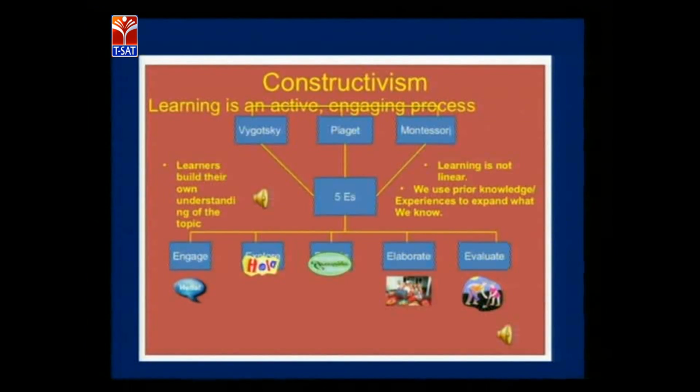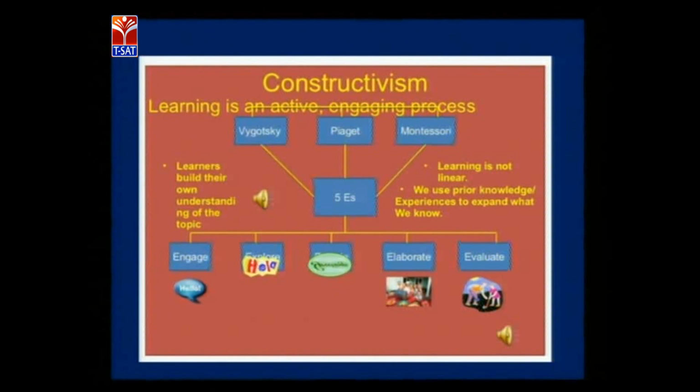Now let us look at this diagram on the screen. Learning is an active, engaging process. It was propounded by Vygotsky, Piaget, Montessori, Bruner, and many others. So there are five E's promoted in it. Number 1, engage; 2, explore; 3, explain; 4, elaborate; and finally, evaluate.